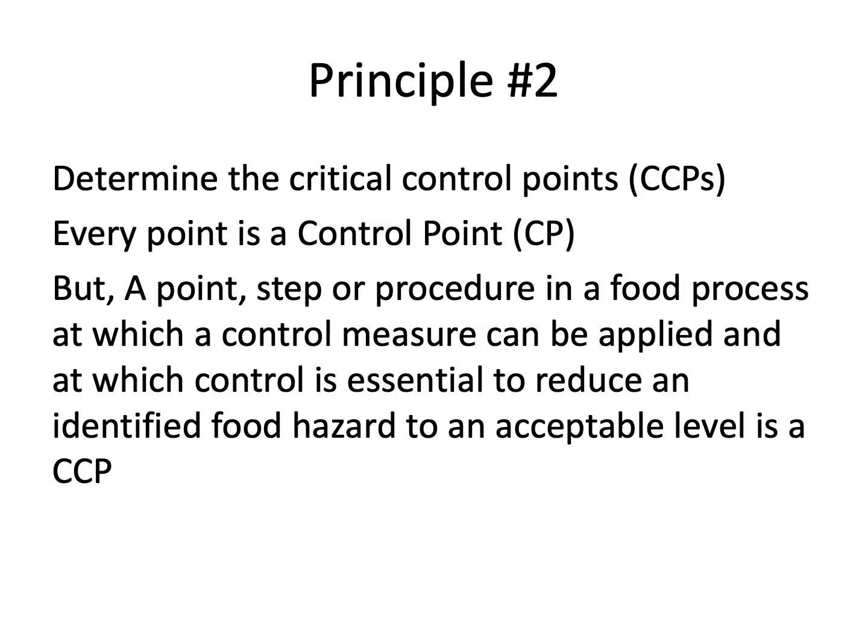Principle number 2, determine the critical control points, CCPs. Every point is a control point, or CP, but a point, step, or procedure in a food process at which a control measure can be applied, at which control is essential to reduce an identified food hazard to an acceptable level, is a CCP. Will this step protect the customer?